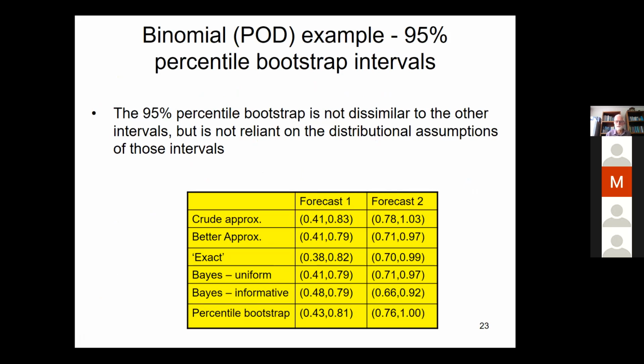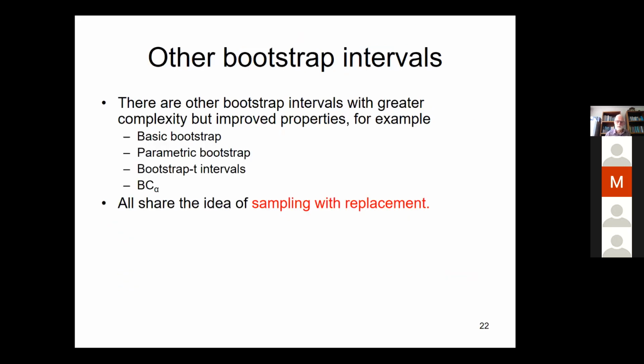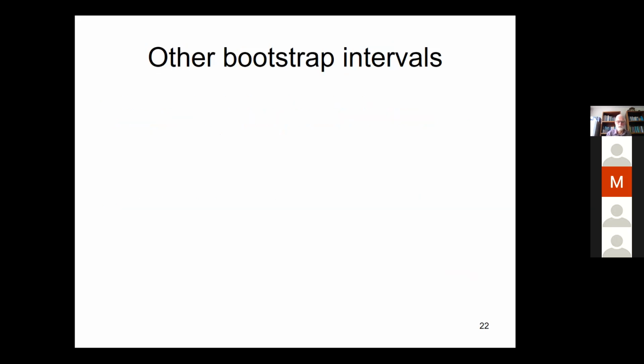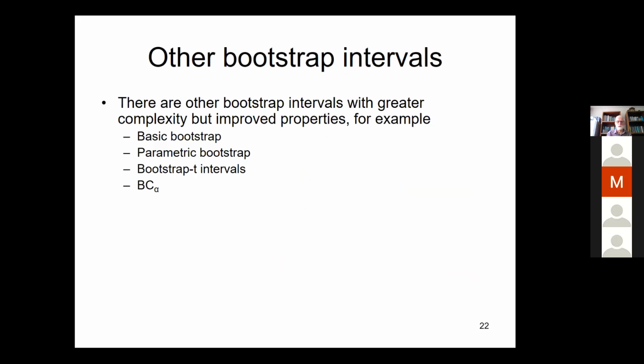So in this particular example, the various methods don't diverge too much. In other examples, they will diverge rather more. What I've just done, this technique that I've described here, picking these things out and putting them back again, and looking at the ranked data, is called the percentile method. And it's pretty good, but it does have some drawbacks, and you can improve on it.